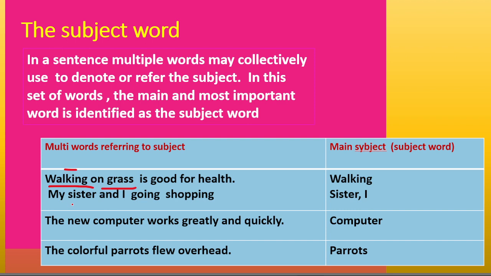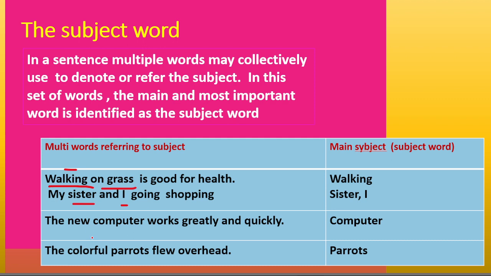In the next sentence, my sister and I are going shopping. So here, sister and I. Two subjects are here. And these two subjects are both standing for the main subject in the sentence. So main subject or ঠাইত এই দুটা subject আছে থিয় দি সেইকাৰণে আমি sister আৰু I টোক subject word হিচাপে ল'ম.